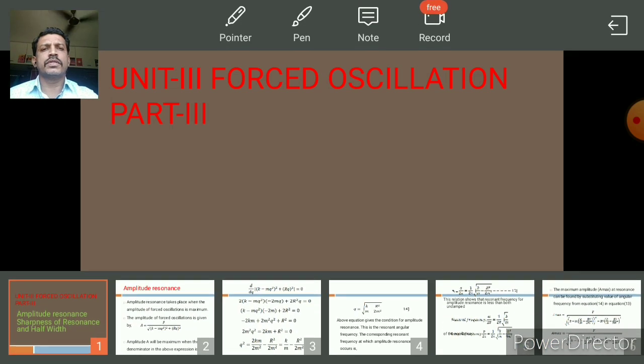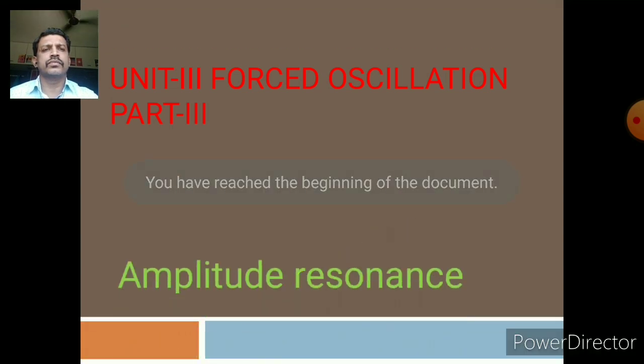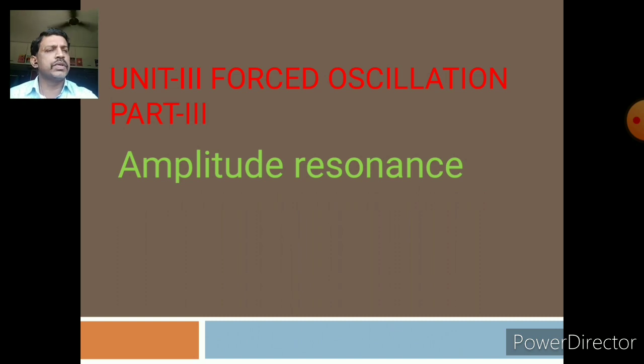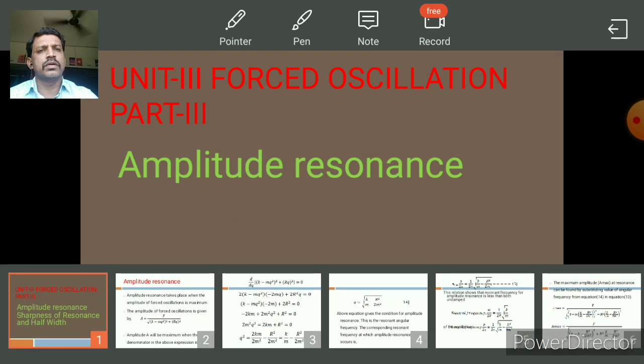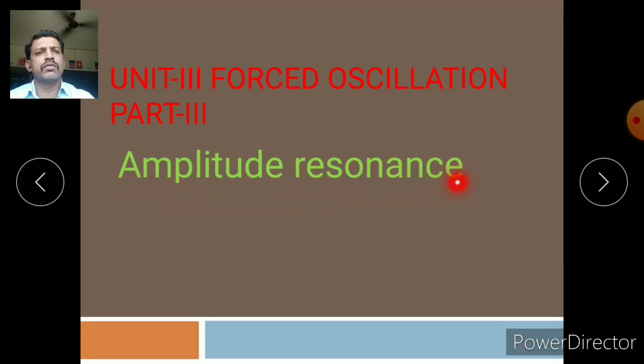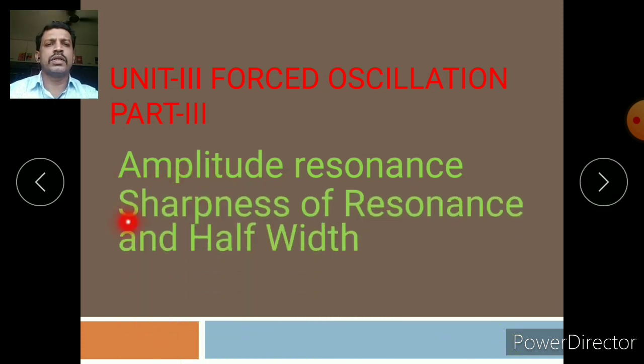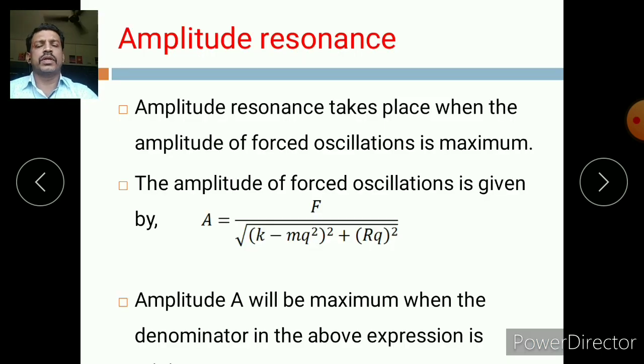In this part, first we see amplitude resonance. What is the meaning of amplitude resonance? This is one of the important points in this chapter. For different types of derivations we require this amplitude resonance. Next is the sharpness of resonance and half width. This is also one of the important points we see in this part.